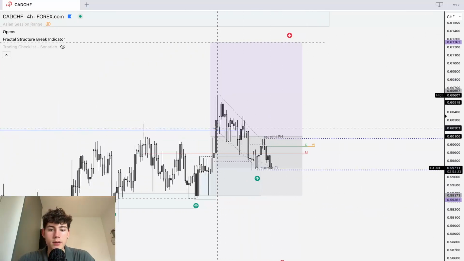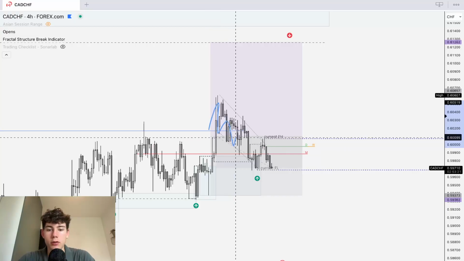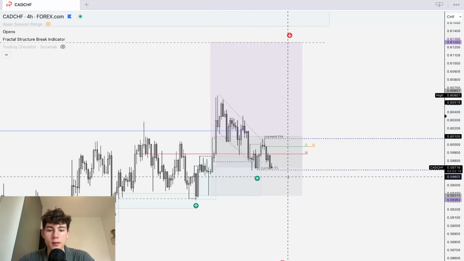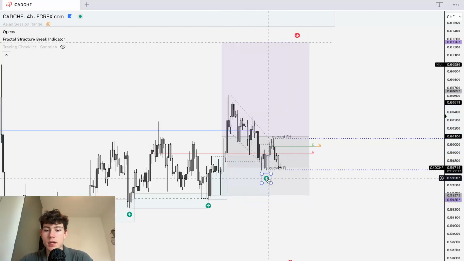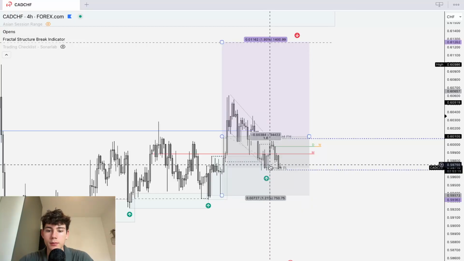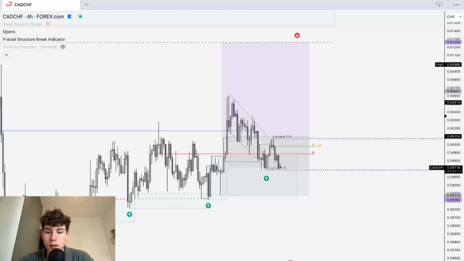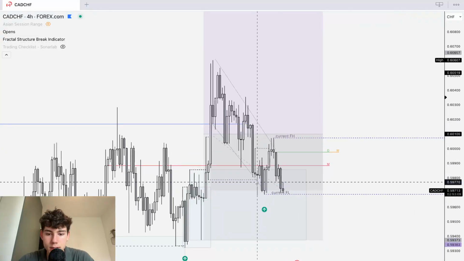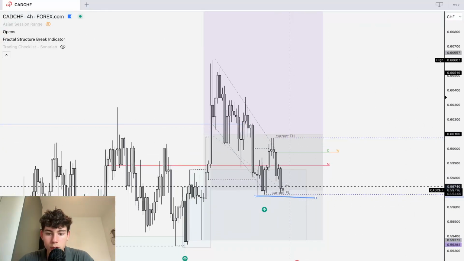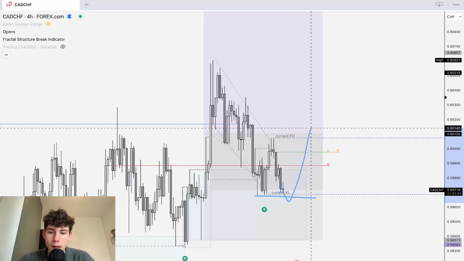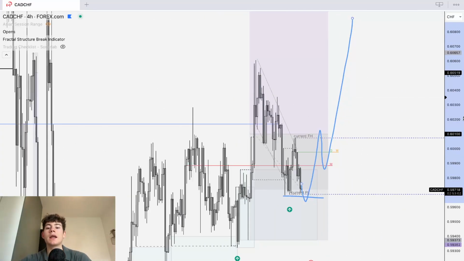You can now see that we're having an internal trend towards the downside, but I'm still expecting upside from this demand zone. So yeah, we see that this is our low. We could see a swipe of the low, then if we break up higher, this is a clean setup, guys.